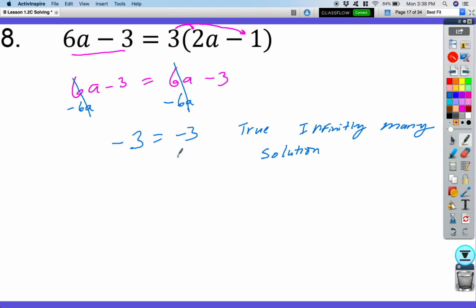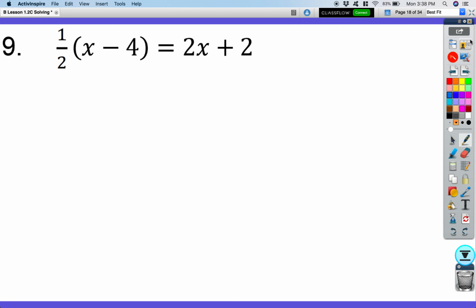Also, I don't know why, but sometimes students continue going and they just want to see what happens if I add 3. That would leave me with 0 equals 0. And that is also infinitely many solutions because it is also a true statement. Okay? All right, so let's see if you guys did this one right.